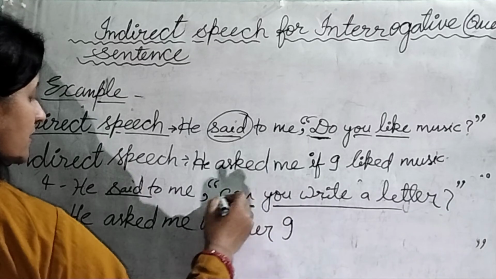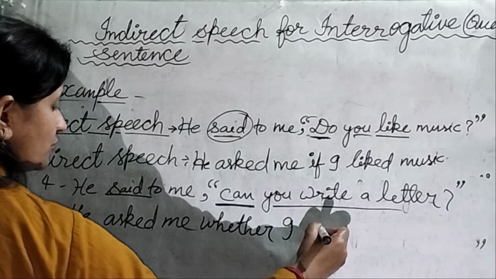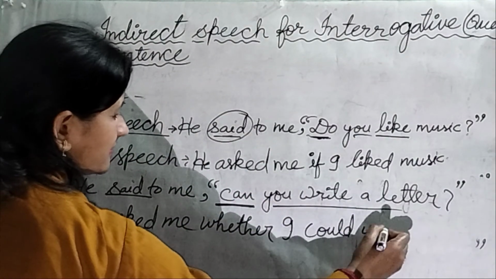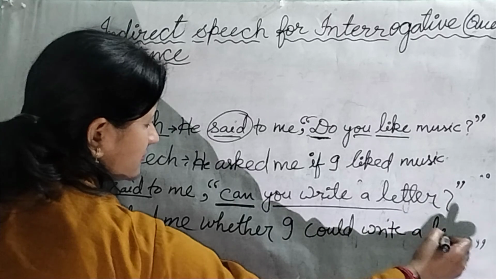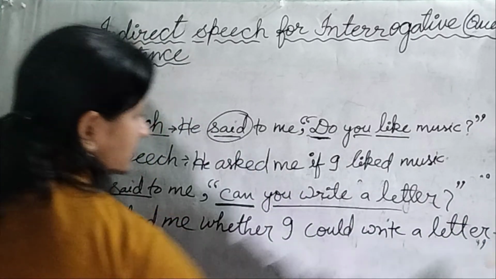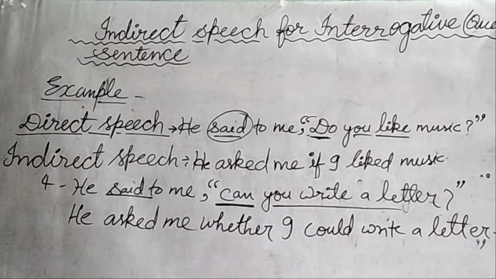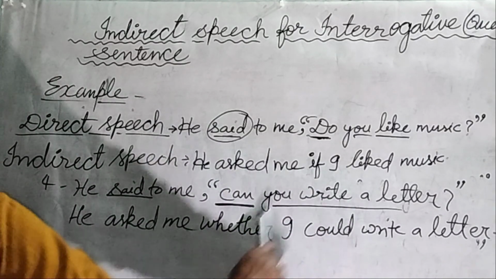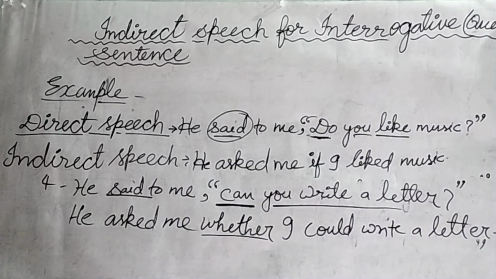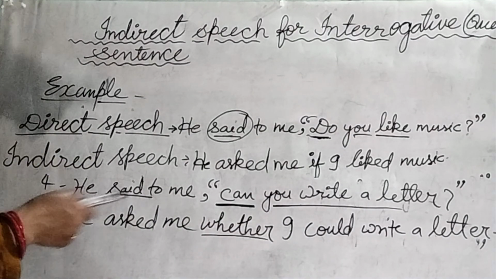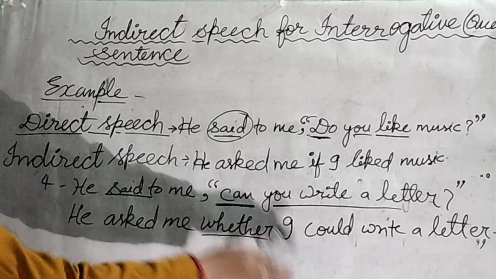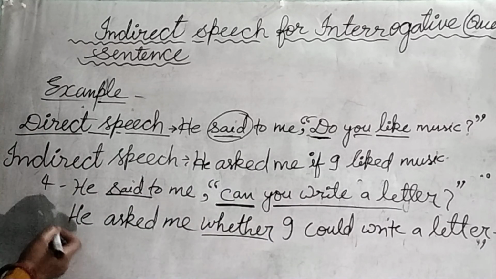I. You change into I. Can change into could. I could write a letter. Okay. Inverted comma removed. Question mark removed. And between the reporting verb and reported speech whether is used. ठीक, ये आपको सब इसमें तीनों रूल बता दिए गए कि आपको क्या क्या इसमें क्या कैसे करना है. आई थिंक दिस इज वेरी क्लियर. ही आस्क्ड मी वेदर आई कुड राइट अ लेटर. ओके.